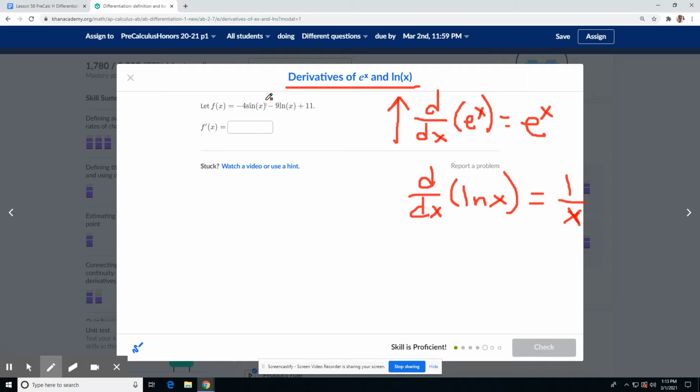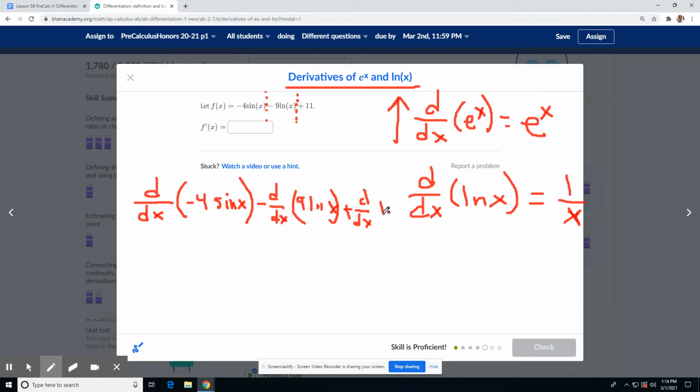So let's go ahead and remember, we're treating this where the plus signs are separating the terms, plus or minus signs, and then we would look at the derivative of each part. So it's going to be equal to d dx of the first one, negative 4 sine of x, minus d dx of 9 ln of x, plus d dx of 11.